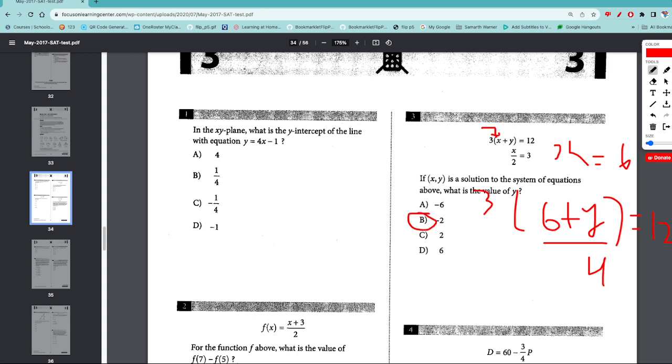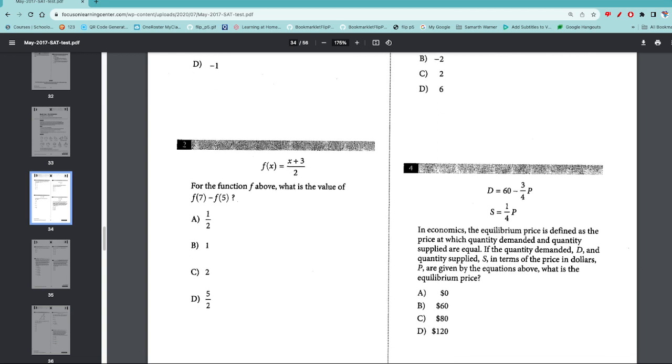Alright, number 4, you have these two equations. What is the equilibrium price? That's when the demand and supply are the same, so you just set them equal to each other. So 60 is equal to 1 by 4p plus 2 by 4p, so that becomes p, right? 60 equals p. P is the price, right? Yeah, so number 4 is B.